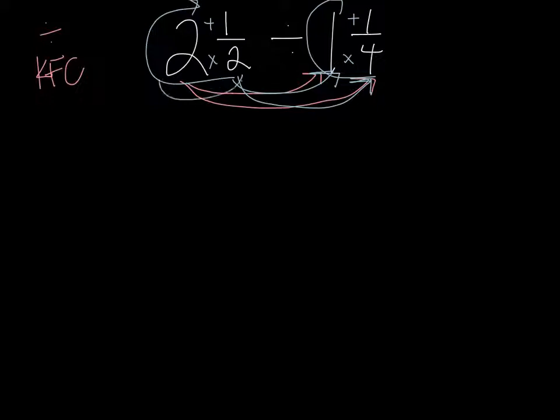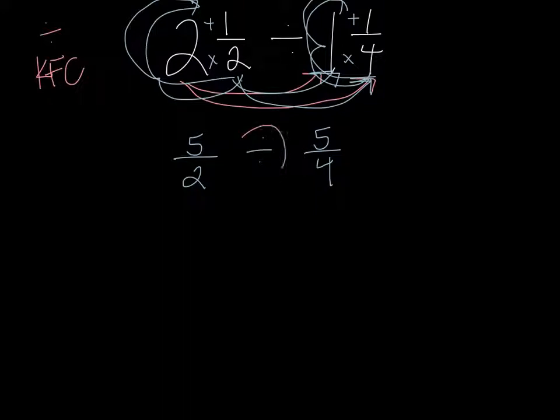So I'm going to start with 2 1/2. I know that 2 times 2 is 4, plus 1 is 5/2. Divided by 4 times 1 is 4, and 4 plus 1 is 5/4. So I've fixed the first problem.